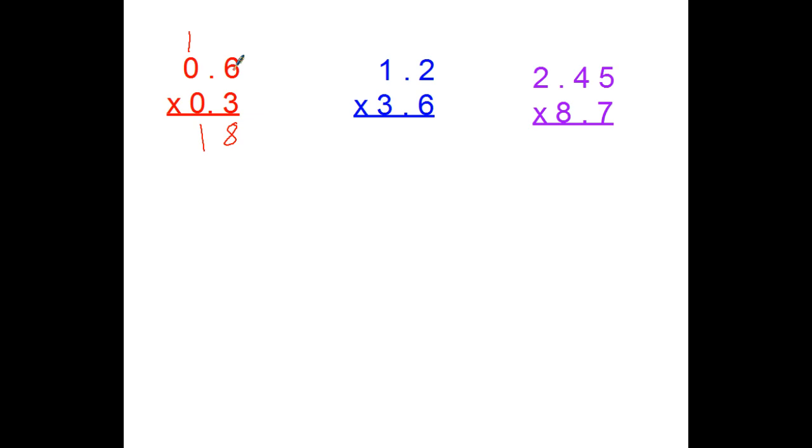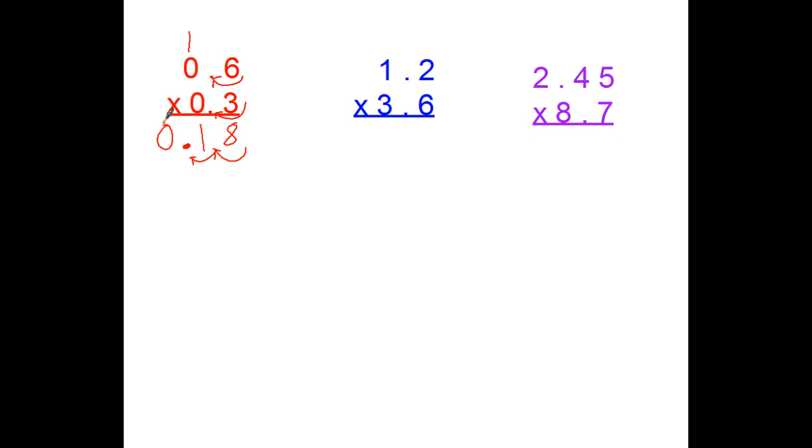So now I count over how many spots over to my decimal in both numbers. So I went over 1 spot there and over 1 spot there, so that's 2 spots total. So I'm coming over 1, 2, put my decimal there. I usually like to put a 0 in front of a decimal if there's no other numbers there, just to make it easier to see the decimal point. So my answer was 0.18, which is 18 hundredths.